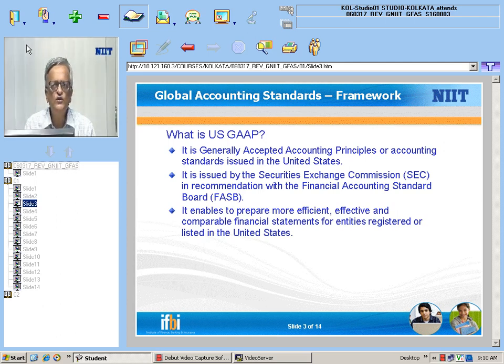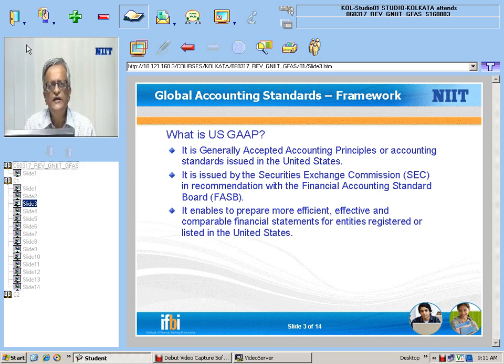First is the Securities Exchange Commission, SEC. SEC is the regulator. Just like in India, we have the regulator SEBI. SEBI is the regulator of the capital market. So in the US, the Securities Exchange Commission is the regulator, in recommendation with the Financial Accounting Standards Board. So there is a standards board in the USA called the Financial Accounting Standards Board, FASB.